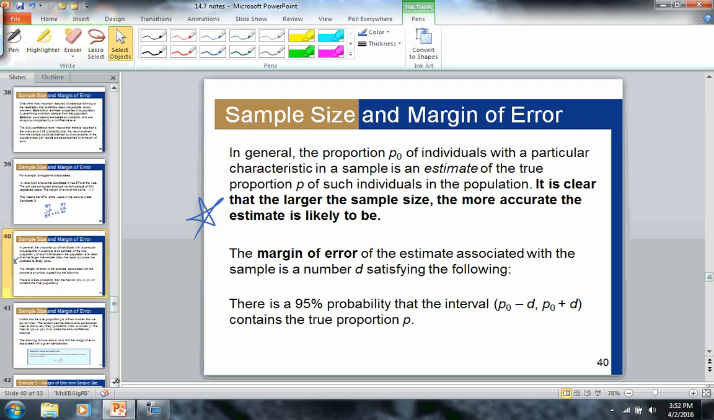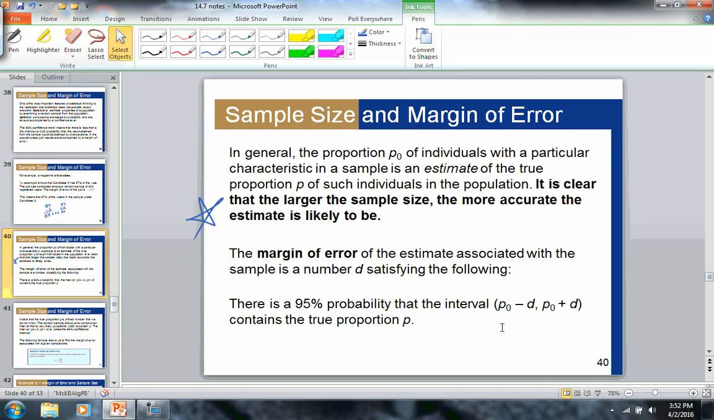So the margin of error is an estimate that's associated with the sample, and it's a number, d, that satisfies the following. You have to have a 95% probability that this interval, so that's that proportion or that percent that you have, and then plus or minus that confidence level or that margin of error.